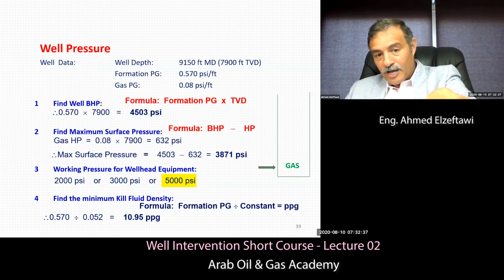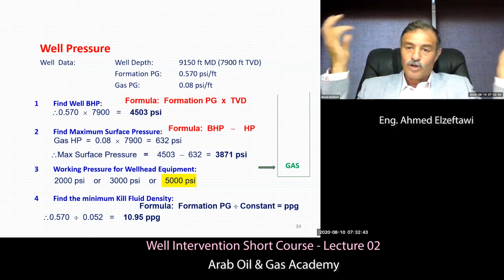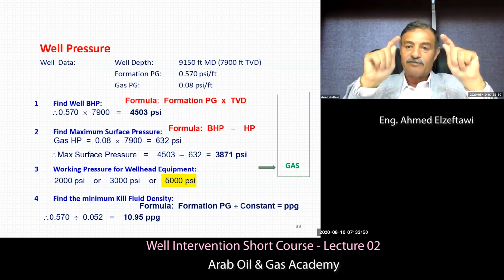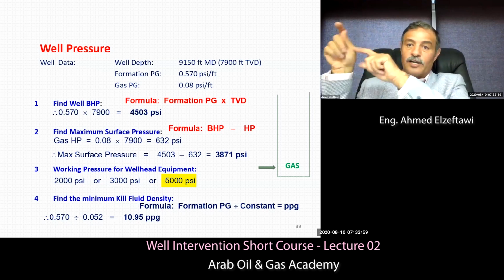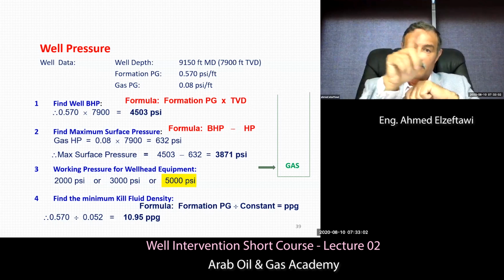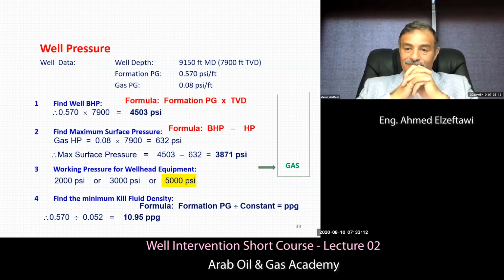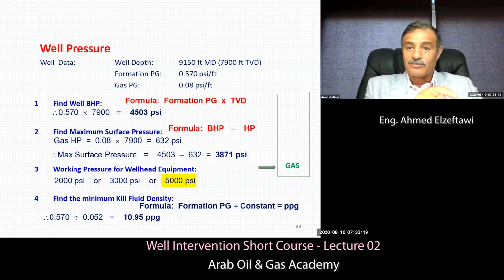Take this figure, 10.95, and let's go to the original formula of the hydrostatic pressure, which is TVD times the density times constant. TVD is 7,900, the density you just calculated, 10.95, times constant, 0.0552. If you multiply these, the end result will be 4,503, which is exactly the bottom hole pressure. Which means that if the hydrostatic head equals the BHP, the well is dead, right? There is no movement.